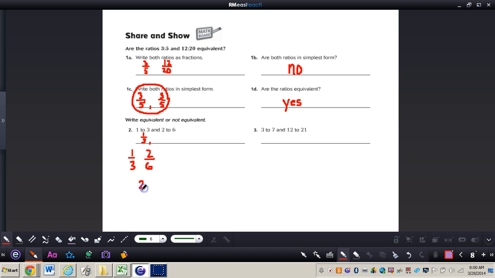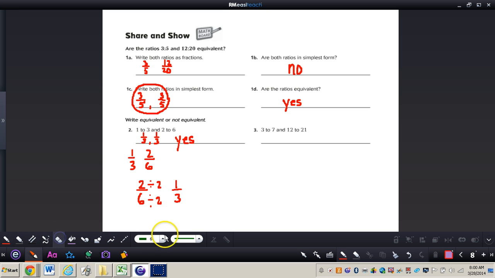Now 2/6, the greatest common denominator of 2/6 here is just going to be 2. 2 divided by 2 will give me 1. 6 divided by 2 will give me 3. And we can see here we have 1/3 and 1/3. So our 1 to 3 and 2 to 6, are they equivalent ratios? The answer to that is yes.